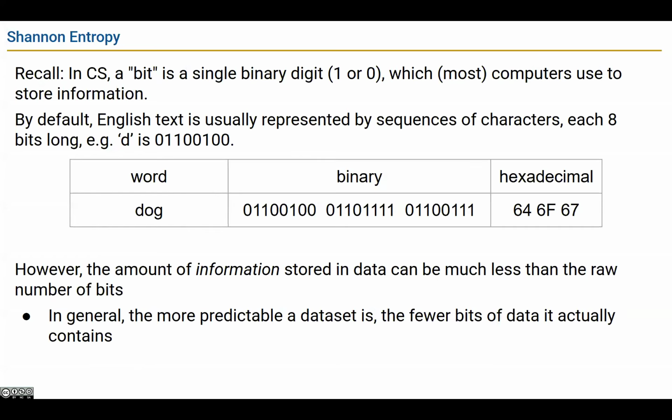So in order to define what information is formally, we're going to have to define entropy. In CS, a bit is a single binary digit. Most computers use bits to store information, so ones and zeros. And by default, the way that English text gets represented in a computer is by 8-bit sequences. Every single letter is stored as 8 bits of data. The information that gets stored is actually generally less than this because data tends to be predictable. The more predictable a data set is, the fewer bits of data it's actually going to need to contain.